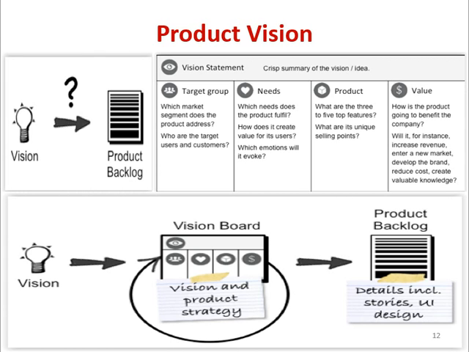Product and needs are interrelated as suggested by the name, or you can make it very clear with the diagram itself. Then we have the value. So these are the components which are involved in the product vision. We have a vision board which includes the vision and the product strategy, and finally which leads to the product backlog. That includes the detailed stories or the user interface designs.